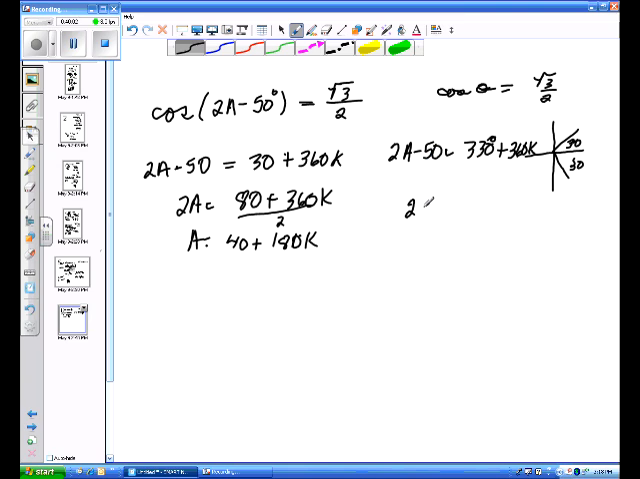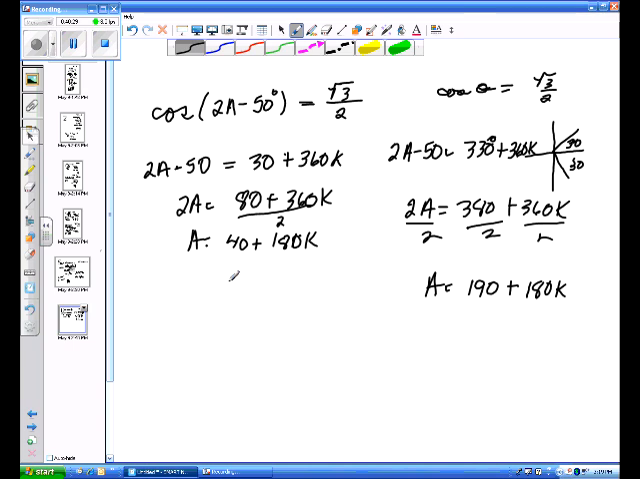Here we would add 50, so 2a equals 380 plus 360k, and then dividing by 2, we get that a is equal to 190 plus 180k. And so that gets all of our values, so that when we substitute them in, the cosine of that angle would be square root of 3 over 2.